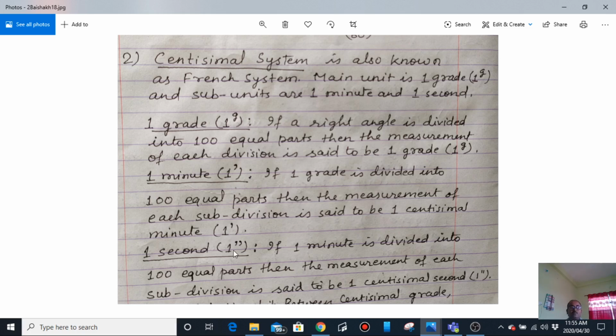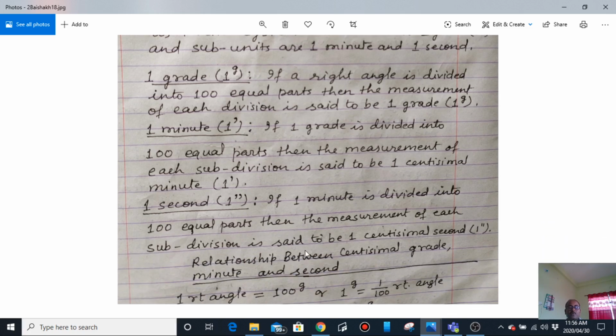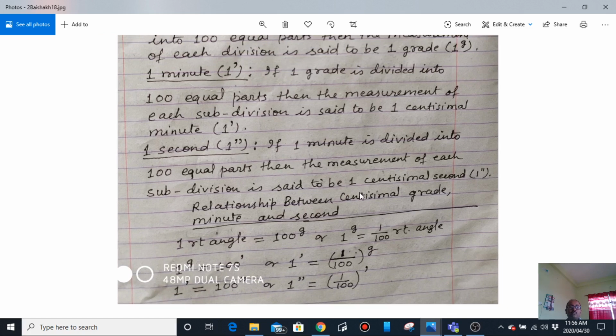Now 1 second in centesimal system. Minute is 100th part of grade, second is 100th part of minute. If 1 minute is divided into 100 equal parts, then the measurement of each subdivision is said to be 1 centesimal second. Is it?